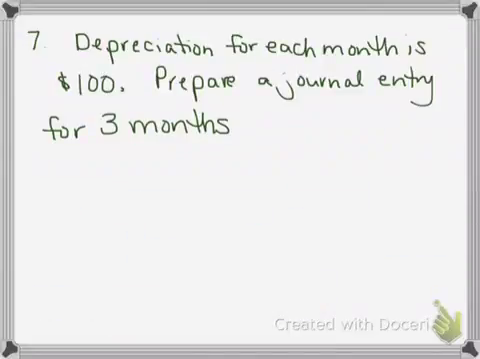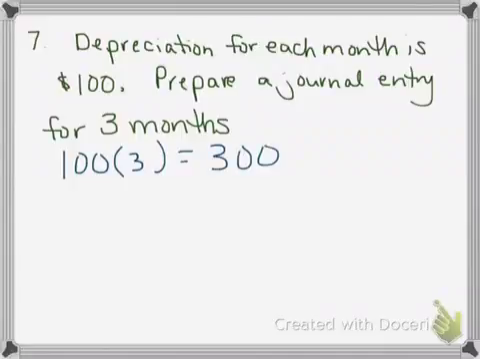The last one on your worksheet says depreciation for each month is $100. Prepare a journal entry for 3 months. So what would we do here? Oh, we don't know what depreciation. Okay. What are we depreciating? 100 by 3. Okay. So the first thing we need to look at is how much, right? All right. So yes, we do have 100. We multiply that by 3, and we know we are looking at 300. Now it's telling us depreciation.